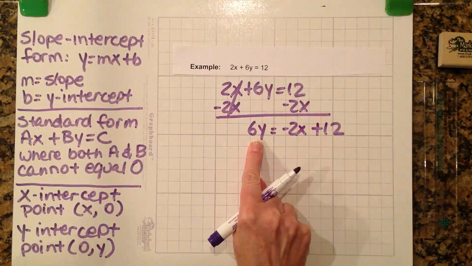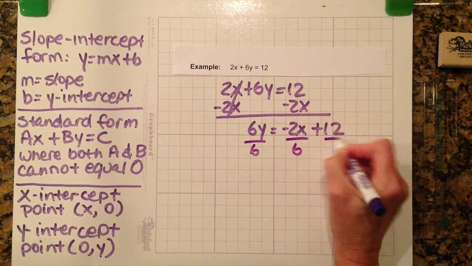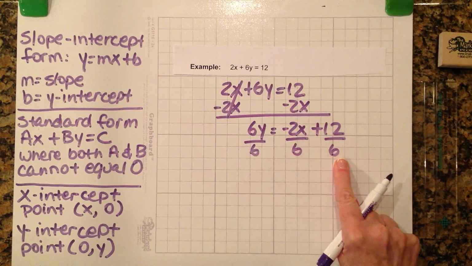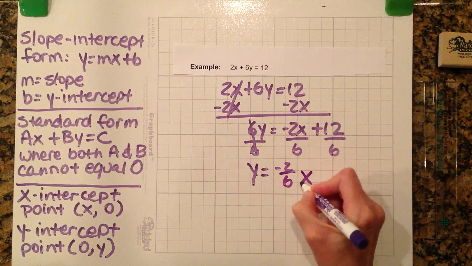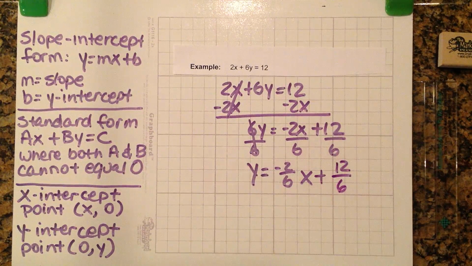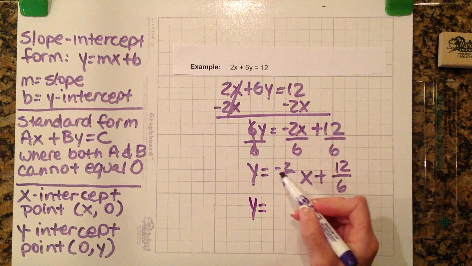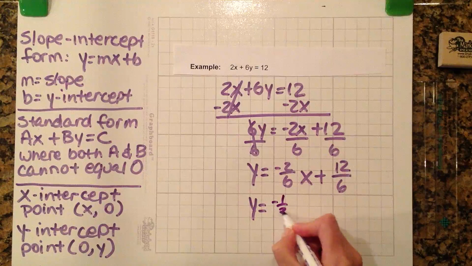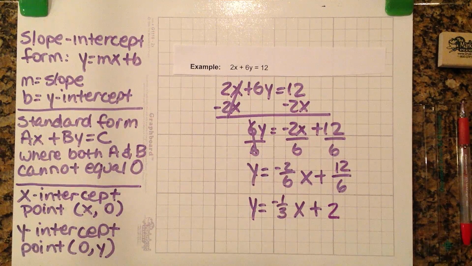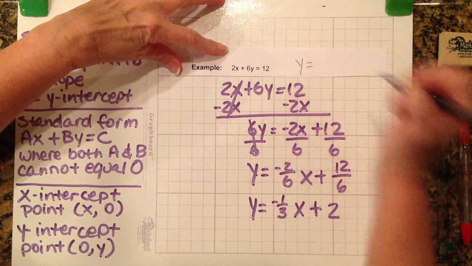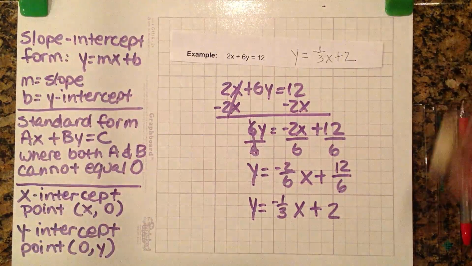Now, I don't have y, I've got 6y. I have to have y all by itself, so I need to divide everything by 6. See how I'm putting a 6 under each value there? That cancels out, and that gives me y equals negative 2 over 6 x plus 12 over 6. Remember to reduce, it makes it a lot easier. Negative 2 over 6 reduces to negative 1/3 x. 12 over 6 reduces to 2. So now, in slope-intercept form, that becomes y equals negative 1/3 x plus 2. Now we can readily graph that.